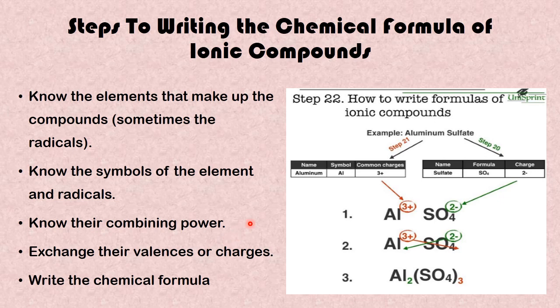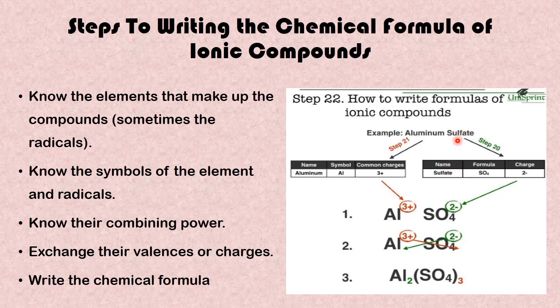Now I'm going to put even these steps to work using a particular example. What we have here is we want to write the chemical formula of this ionic compound, aluminum sulfate. Now looking at step number 1, it says know the elements that make up the compound and sometimes the radicals. The elements that make up this compound are aluminum and the radical sulfate.